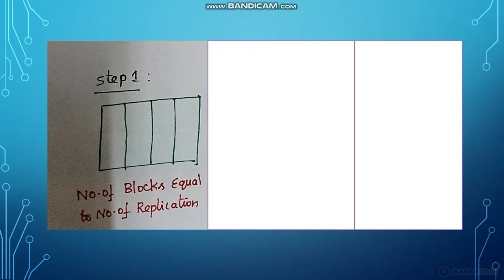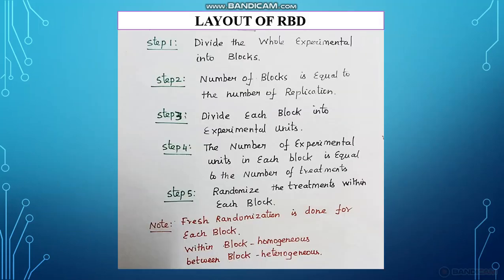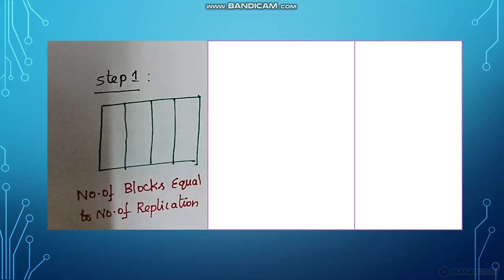Into blocks. So the first step is you want to divide the whole experimental material into blocks, like this. So first we are dividing the whole experimental material into blocks. The number of blocks should be equal to the number of replications. For example, 4 replications means you want to divide the whole experimental material into 4 blocks.